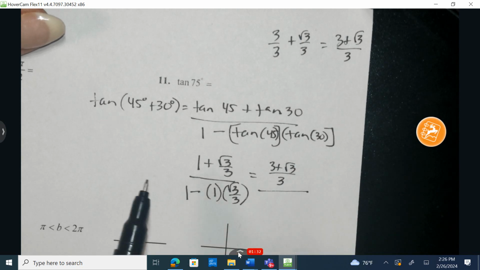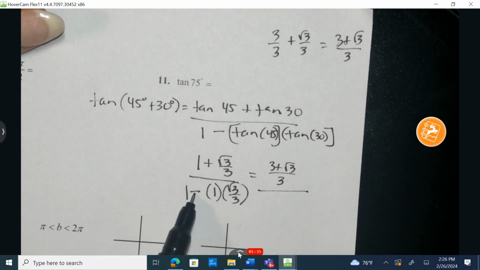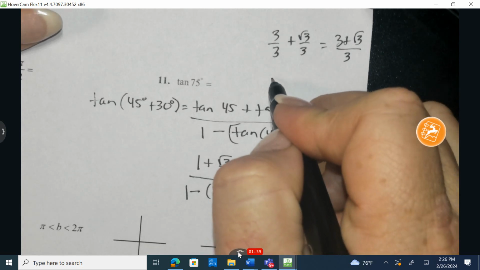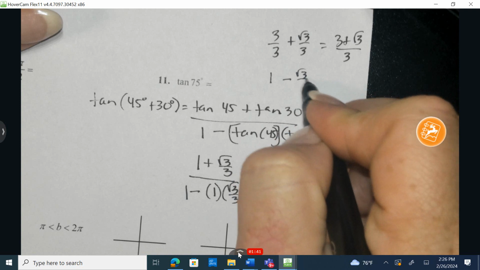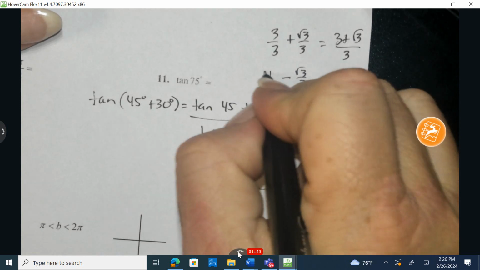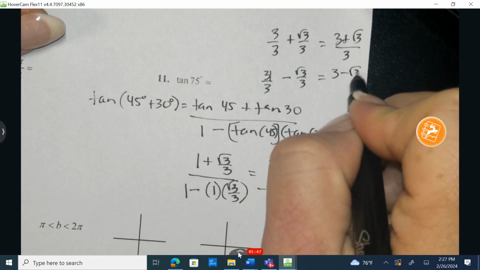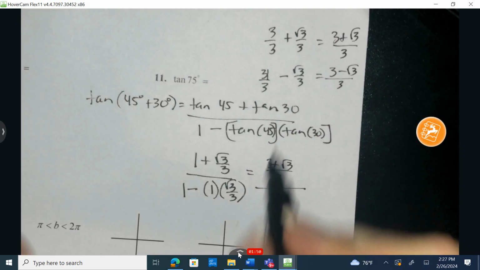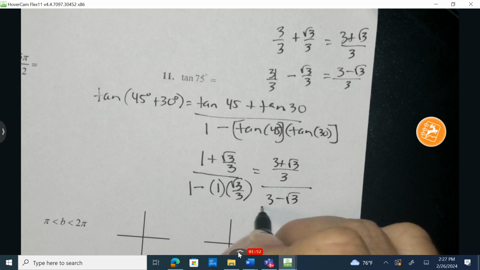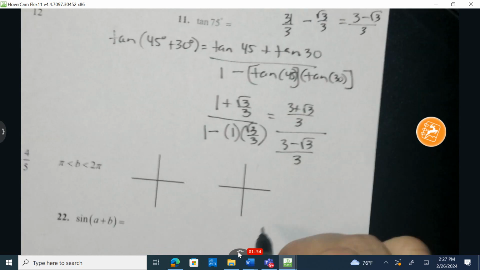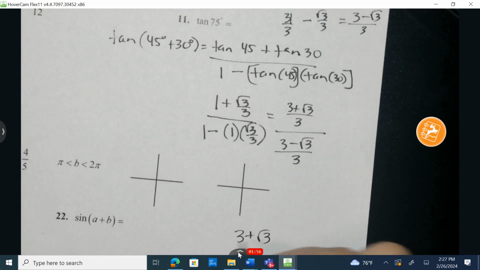Divided by, now on the bottom, I also have 1 subtract 1 times the square root of 3 over 3. Same thing, so I have 1 subtract radical 3 over 3. And I can rewrite 1 as 3 over 3. So in the denominator, I have 3 subtract the square root of 3 over 3. My numerator is 3 plus the square root of 3 over 3.